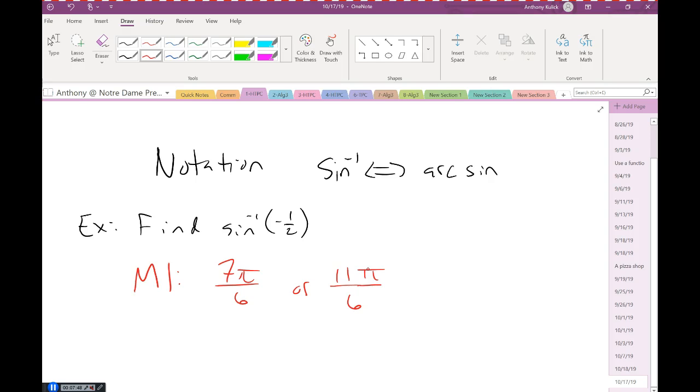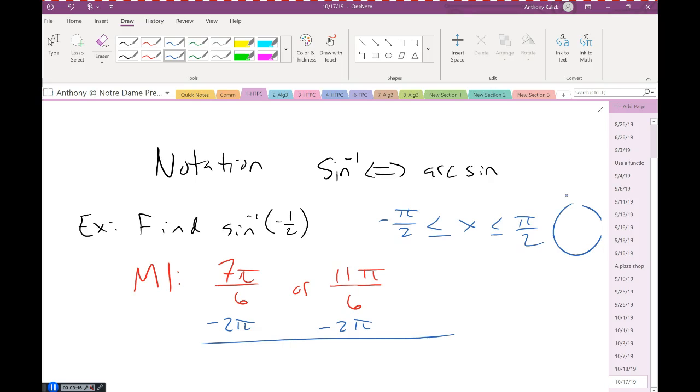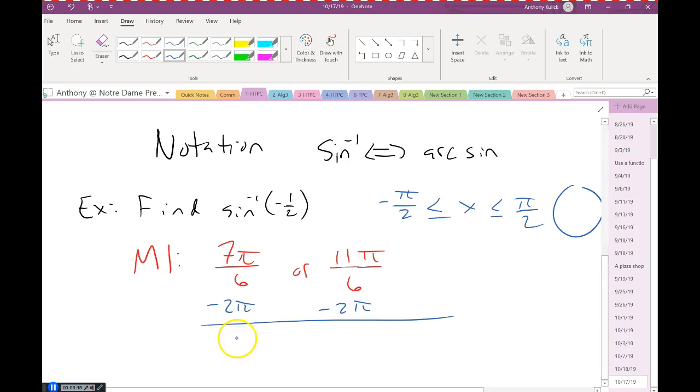And we had done some homework problems, I think, back in chapter 2, where we did something similar to this. So for example, if I subtract 2 pi from either of these, since my range of values is from negative pi over 2 to positive pi over 2, both of those answers lie out here, right? So I should be subtracting 2 pi rather than adding 2 pi. If I do that, I get negative 5 pi over 6, right?